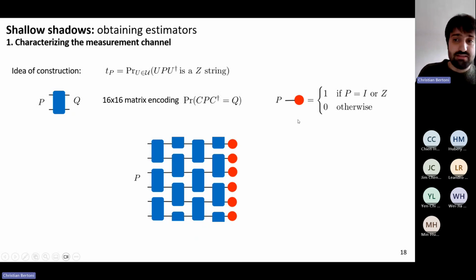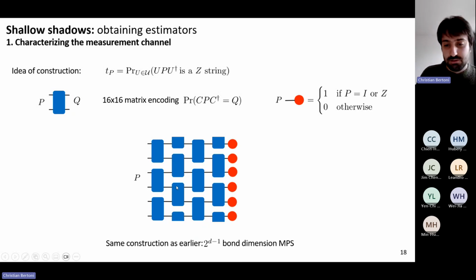So we just contract with some tensor that keeps I and Z and throws everything else out. And so this tensor network computes this T_P. And by the same exact construction as earlier, we can represent this tensor network as an MPS with bond dimension 2 to the D, and so polynomial in n if D is log n.